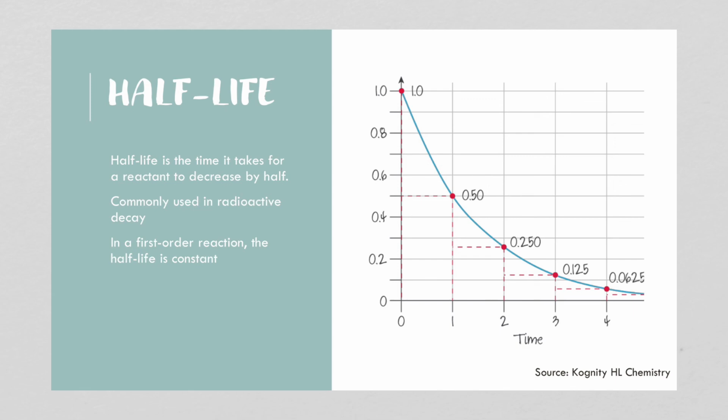In a first order reaction, the half-life is constant. If you take a look here, this is a first order reaction. From 0 to 1 second, it drops by 0.5 or divides in half. From 1 second to 2 seconds, it drops by a half. And then from 2 to 3, it drops by a half and so on. So you can see this constant decrease in the concentration. That's a half-life reaction.